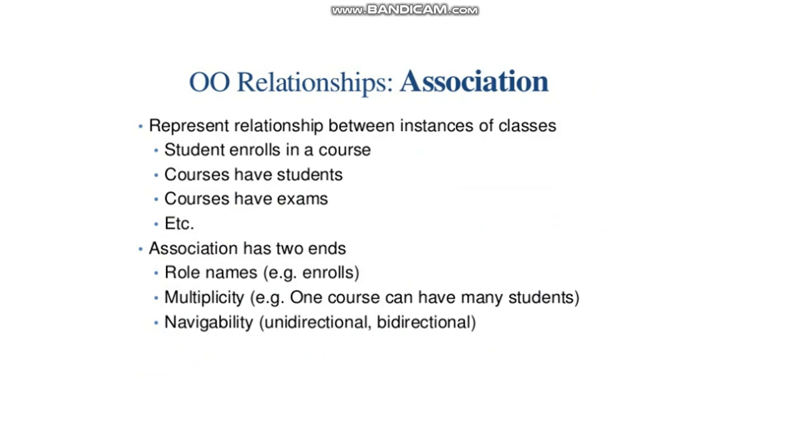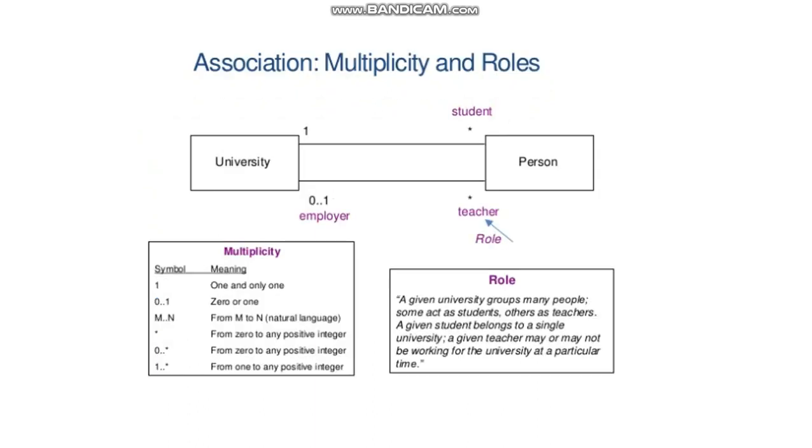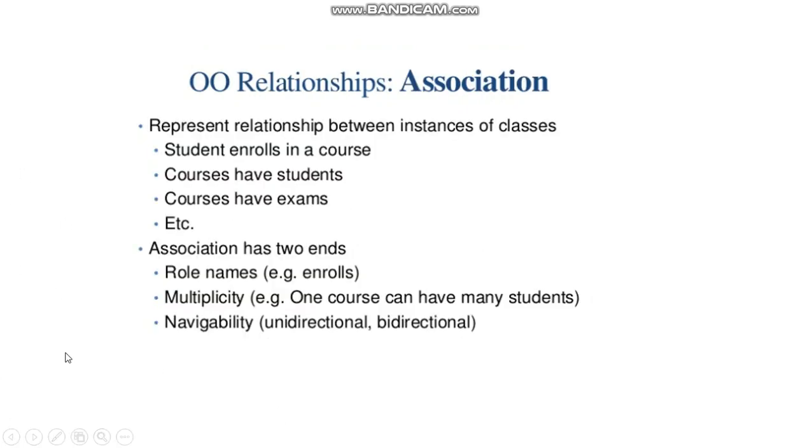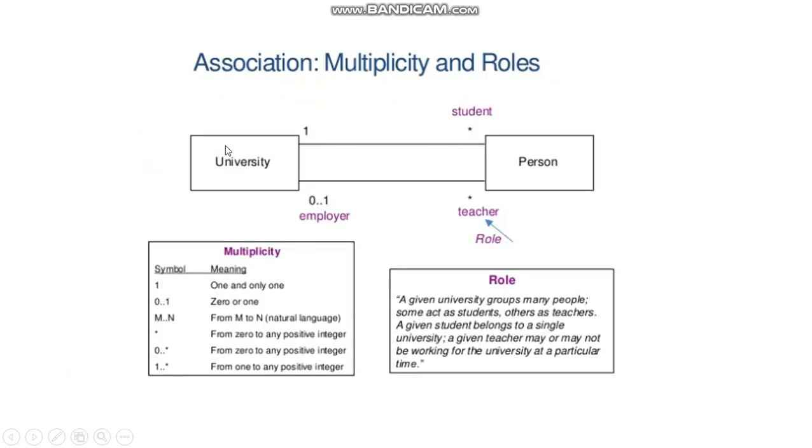And the next one is association, that is a relationship between the instances of classes. Associations normally have two ends, and multiplicities can also be specified here. Navigability, that is unidirectional or bidirectional, can also be represented. In the next slide we will see how the association can be represented. So as I said, we have the two ends. Here we have a line with two ends. One end is university, and the other one is person.